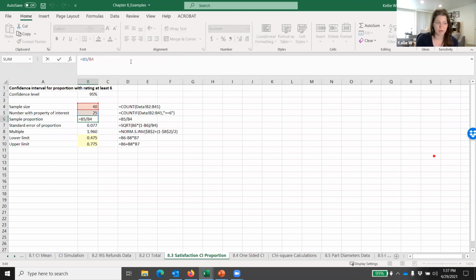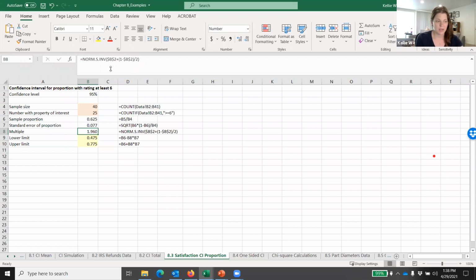So the sample proportion says that 25 out of 40 rate it at six or higher, which is 62.5%. So how confident are we in that proportion? The standard error formula is already in the template, but it's the square root of the sample proportion times 1 minus that, divided by the sample size. So this formula corresponds to that formula in the slide. But like I said, it's already in here for you in the template. It's great if you understand what's going on, but you don't need to recreate it. You just need to know how to interpret the end result from the spreadsheet.